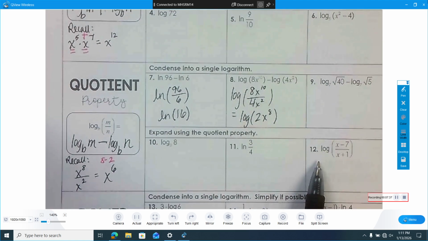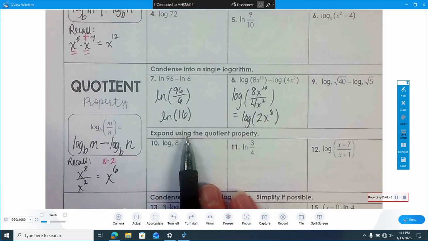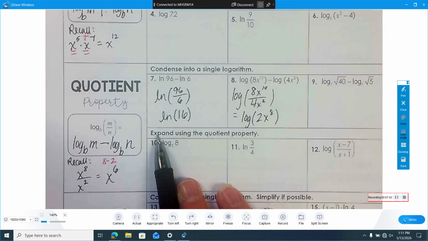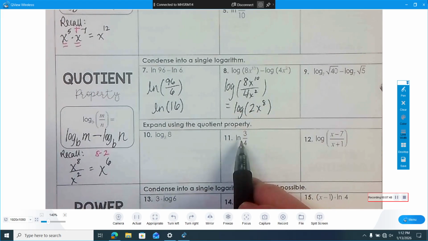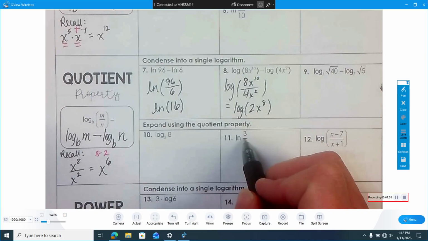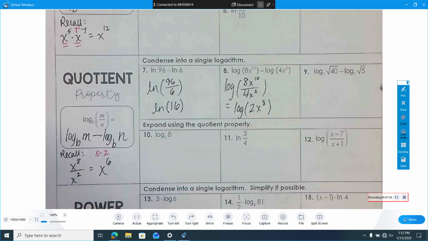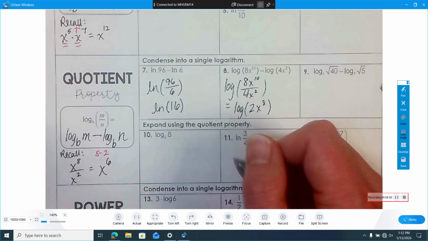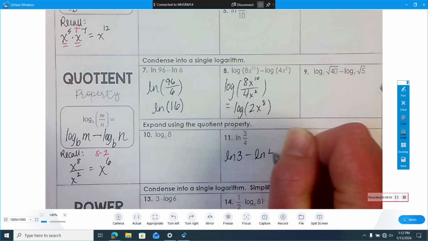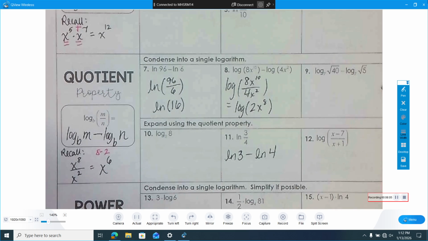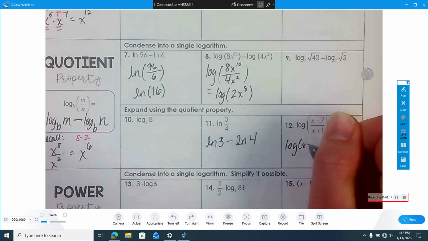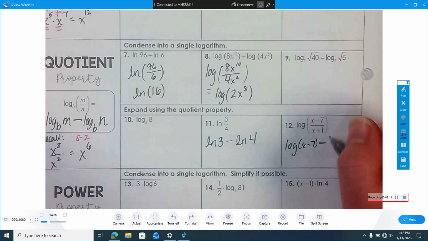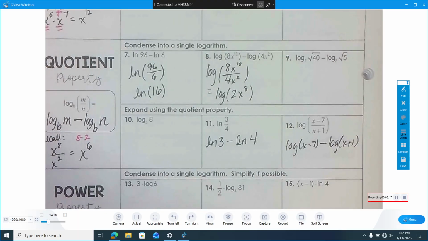Let's look down here at number 11. Expand using the quotient property. So if it says expand, that means we're going to have lots of logs in our answer. Using the quotient property, what operation should I do if I have the quotient inside a log? Should I add, subtract, multiply, divide? Subtract, yes. This is going to be the natural log of 3 minus natural log of 4. Yep. What about number 12? How would that one expand? Log of x minus 7 minus log of x plus 1. That's it.